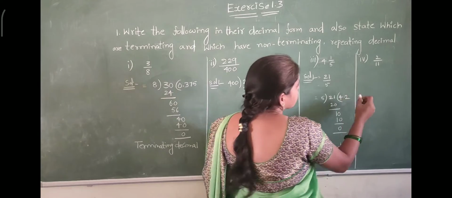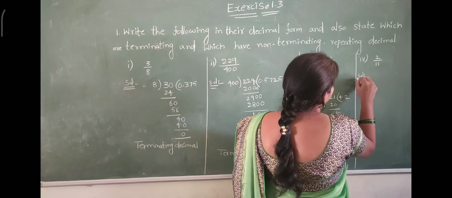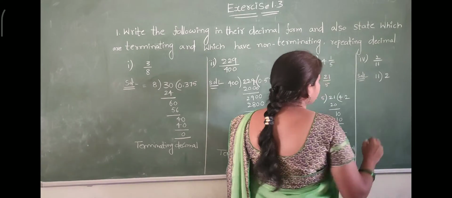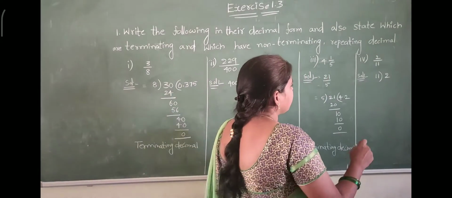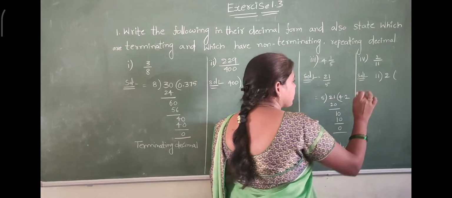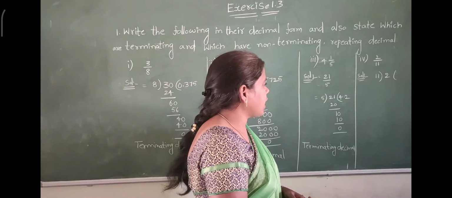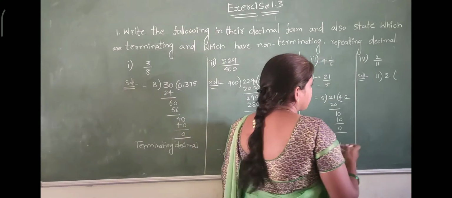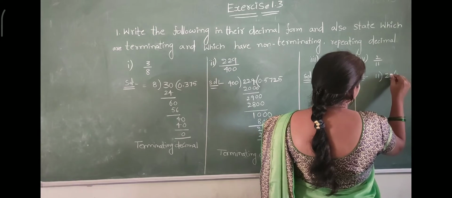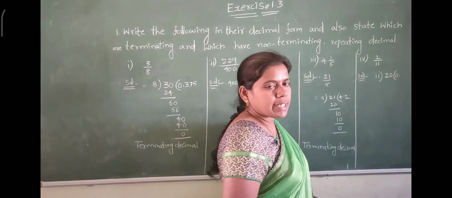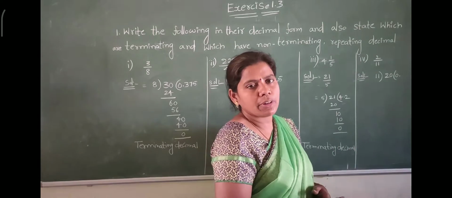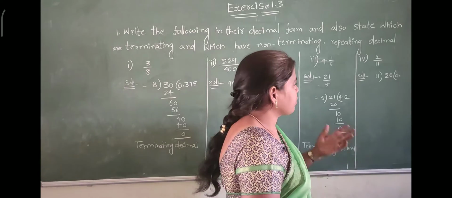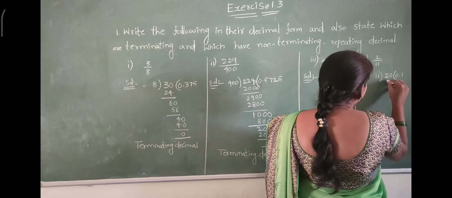Go for the next problem. 2 by 11. Here you have to divide 2 by 11. If you observe this one, 2 is less than 11. That's why we can't divide. We have to keep the decimal point and we have to keep 0. Later you have to recall the table. 11 ones 11, 11 twos 22. 22 is bigger than 20. That's why we have to keep here 11 ones 11.